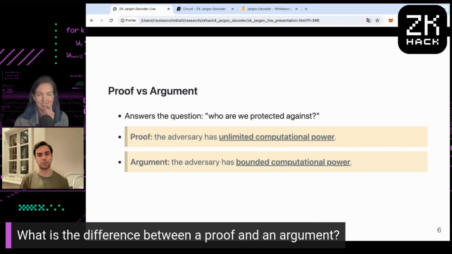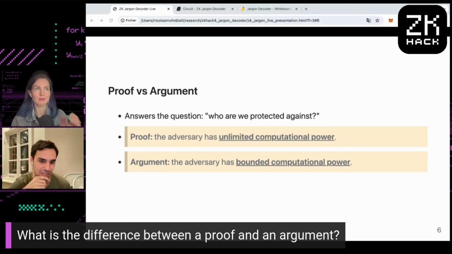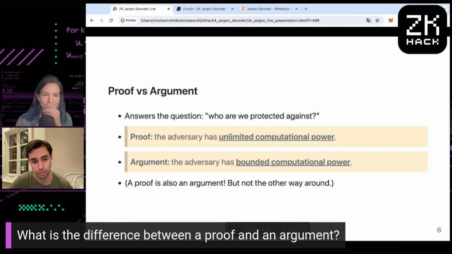An argument is a bit weaker. We're only protected against someone who has a bounded computational power. So this is someone who uses regular hardware. And so for most things, arguments are fine because we have this sort of assumption that no one will ever get to huge hardware, essentially. And in that sense, a proof is an argument because a proof protects you against these weaker adversaries and these stronger ones, but the argument is not a proof. Does that make sense? Sure.